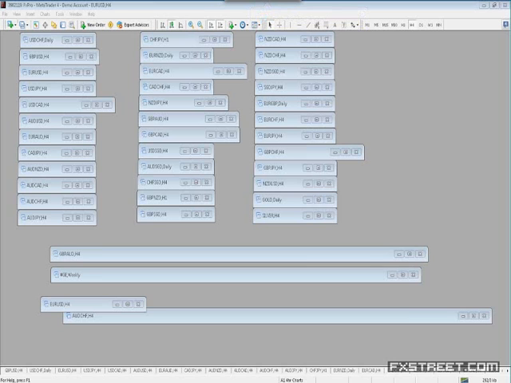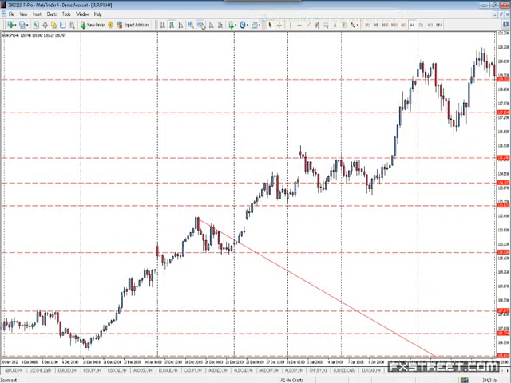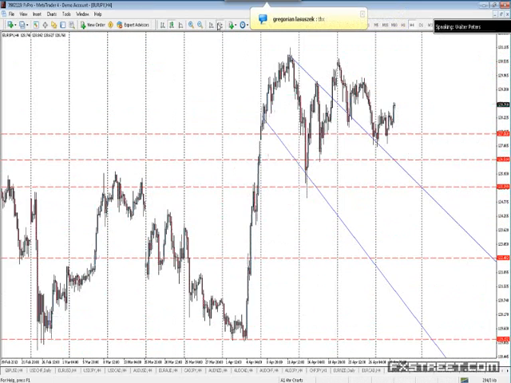Okay, Gregorian says, let's take a look at the euro yen. All right. Here's my euro yen chart, and I'll just tell you right now off the top.